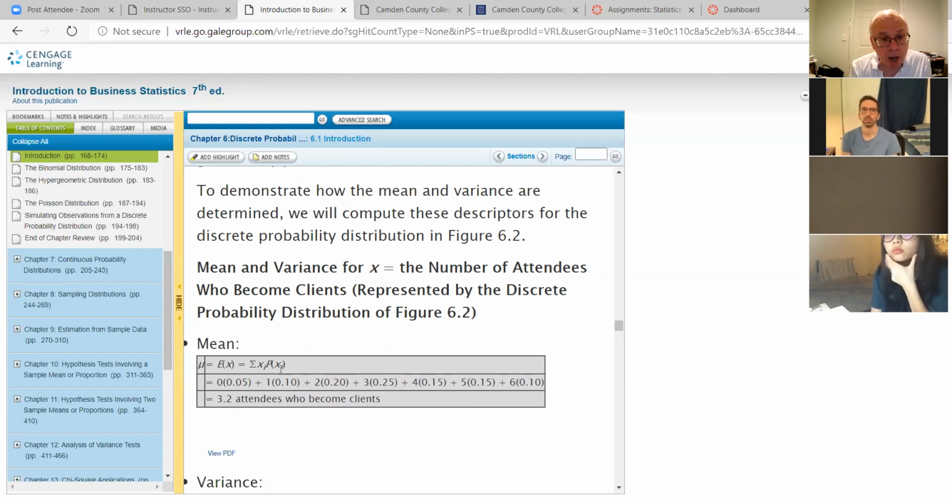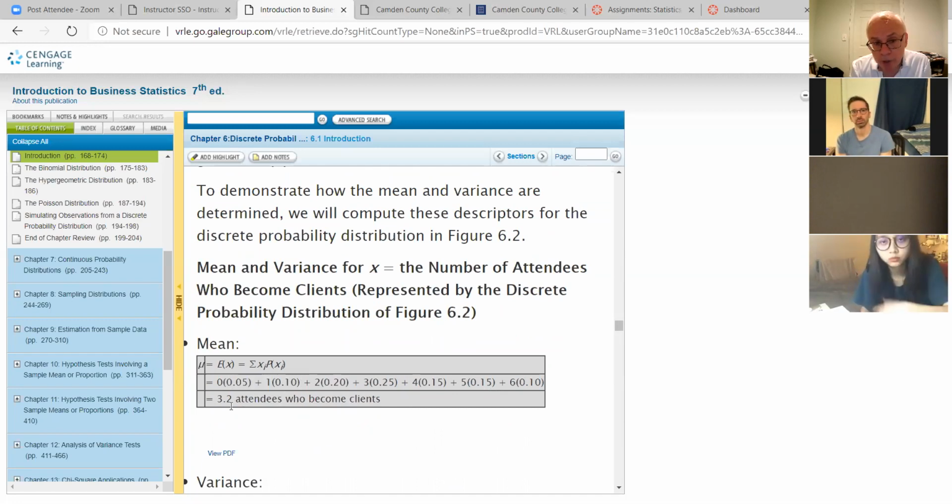Anyway, for the problem they gave, they came up with the answers. For the original problem with the 6 attendees at a seminar, and how many of them converted over to becoming clients, for each of the values of the random variable, you multiply the probability times it, and you come up with 3.2 attendees.